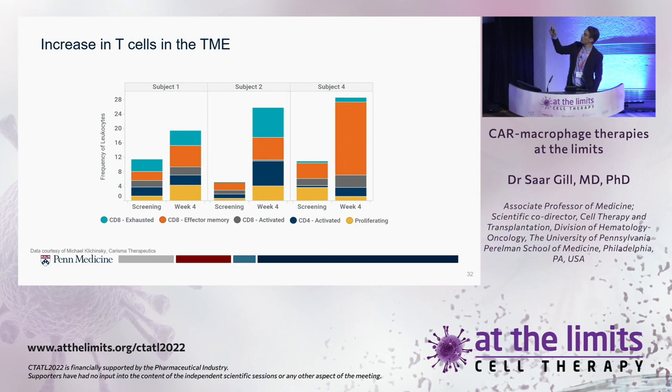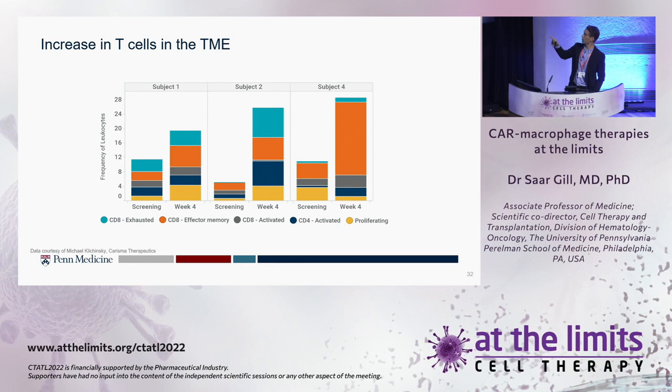So subject number 1, number 2, and number 4 are shown. We have screening on the left and then week 4 for each of the patients, so before treatment and after treatment. And I'll remind you, nothing else: no lymphodepletion, no chemotherapy, no T cells, just some macrophages administered intravenously. And we see an increase in the frequency of leukocytes that are T cells.